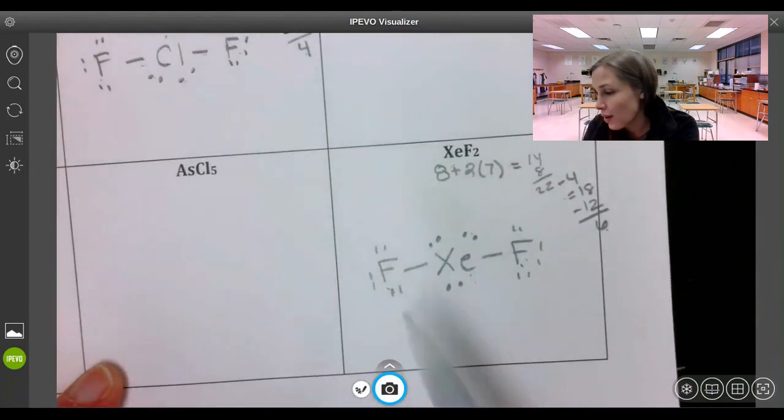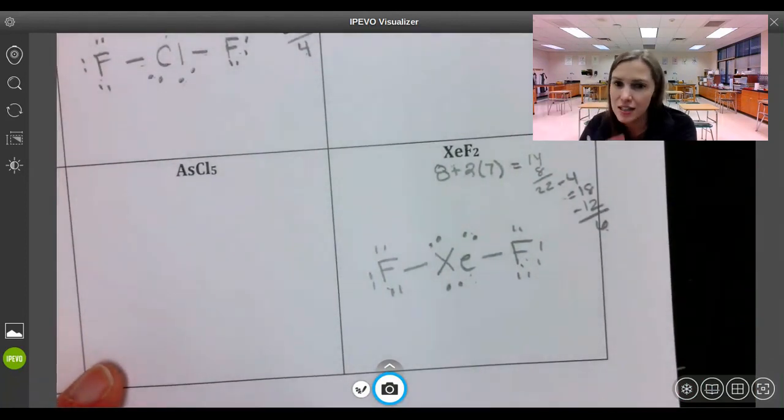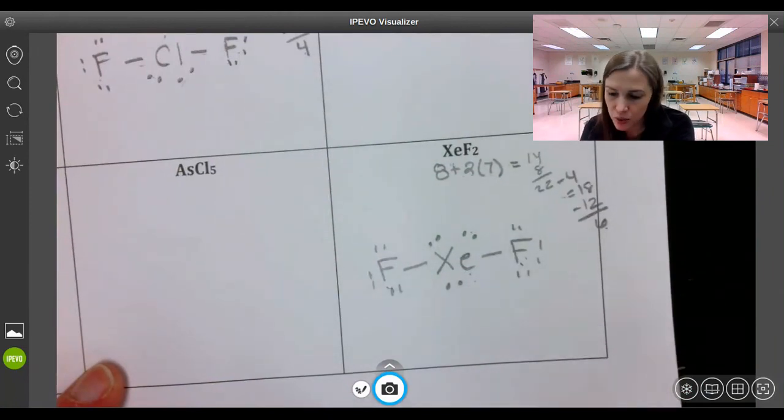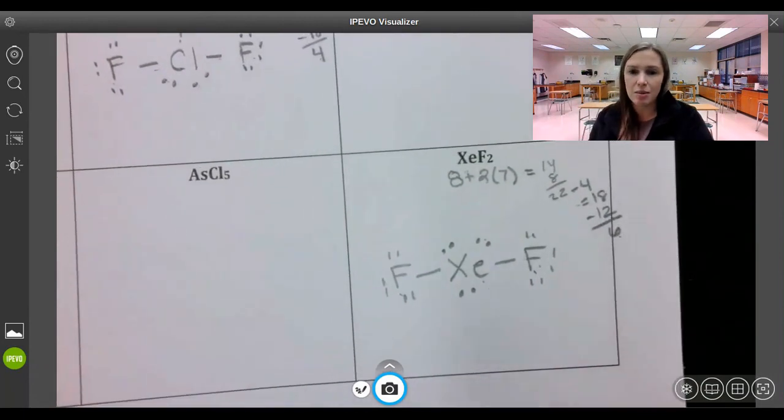Okay, and again, I know this is okay. Xenon is in period 5. It has d orbitals that it can use to make this expanded octet, in this case, to form this molecule. Okay, so again, counting electrons, keeping stuff very organized is going to help you with these expanded octets.